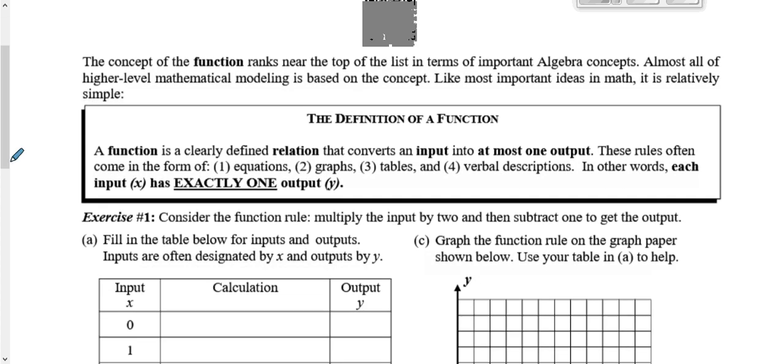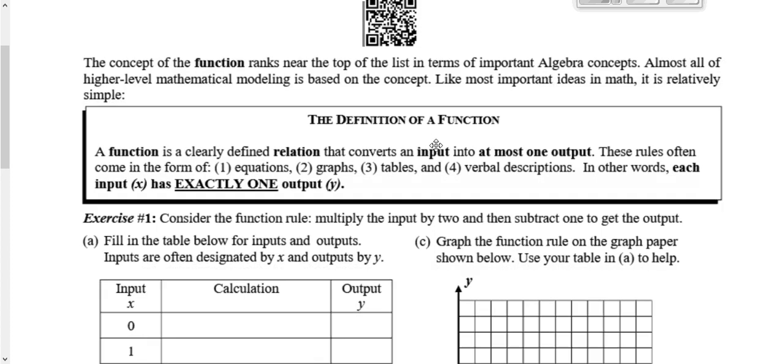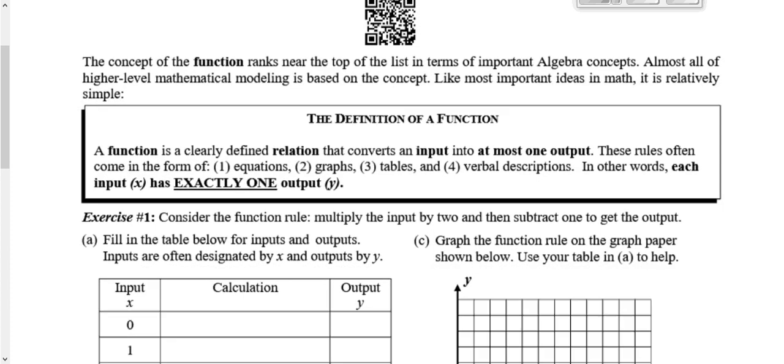It's a relation that converts an input, generally x, but if we're using different variables, it might not be x, and has at most one output. So not all relations are functions, and this is important to know. Everybody paying attention? Okay. So functions are a relation where every input, every x value you put in, has exactly one output, y. No more than one output.